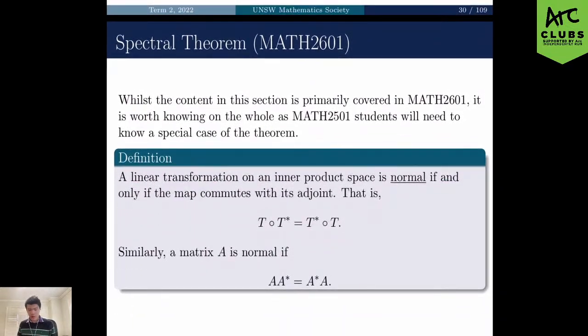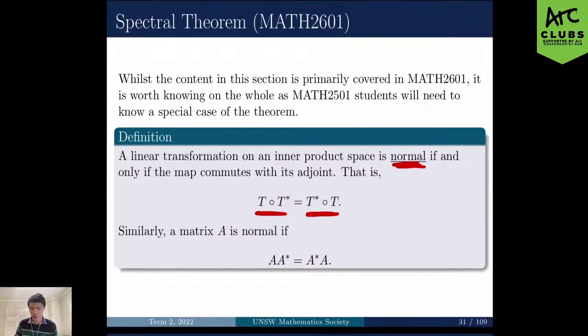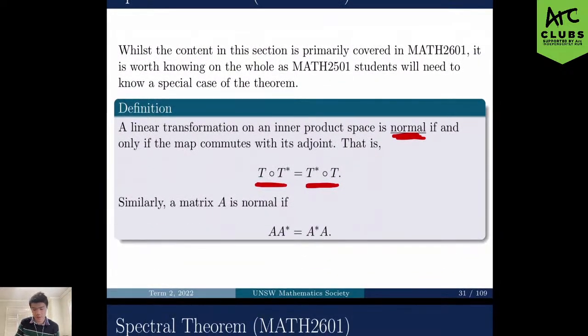Okay, so we'll look at the spectral theorem now. We won't go too much into this, but basically the spectral theorem tells us some information about normal maps. So a linear transformation is called normal if and only if it commutes with its adjoint. So T composed with its adjoint is equal to T adjoint composed with T. And the matrix is normal if this property holds for that matrix.